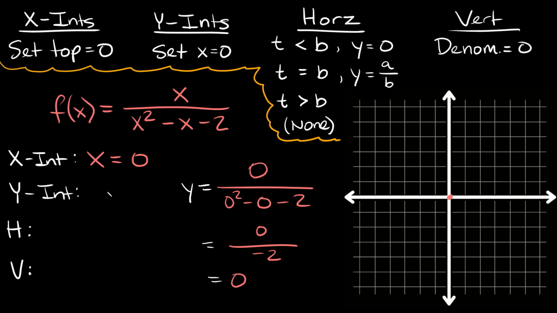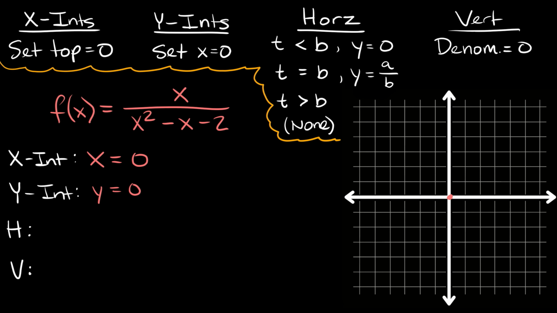Okay, so we have a y-intercept at y is equal to 0. Now let's find the asymptotes. For the horizontal asymptote, again, we just need to compare the biggest exponent on top to the bottom. The biggest one on top is a 1, and the biggest one on the bottom is a 2. So here the bottom one is bigger than the top one, right? This would be an example of the first case once again, where the bottom exponent is bigger than the top exponent. So our horizontal asymptote is at y is equal to 0.